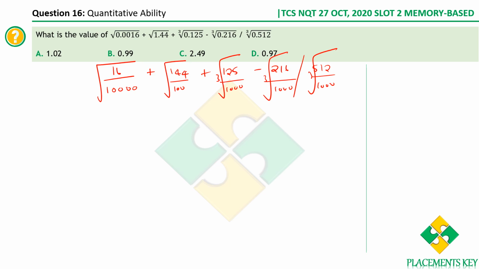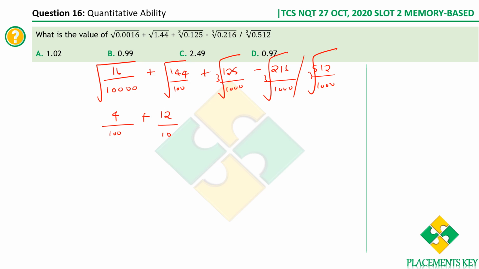Okay, fine. So it's easy to compute this way, because we may get confused: the square root of 0.0016, you're not sure whether it's 0.04, 0.4, whatever. Therefore we can go ahead this way. So what is the square root of 16? It is 4. The square root of 10,000 is 100, plus the square root of 144 is 12.